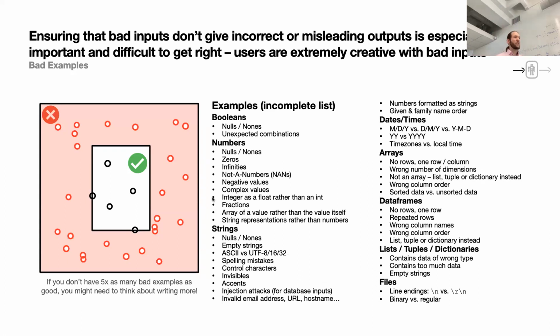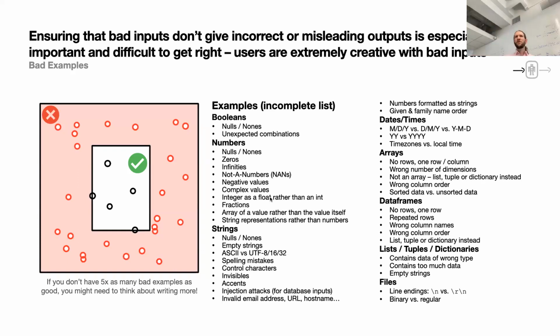What about numbers? Zeros and nulls are really weird. Like, you can't divide by 0. If your code does division, then you're going to have to check what happens if someone puts in a 0. What about infinities? We can sometimes represent infinities, and they might have weird behavior too, just like not a number values or negative values, or maybe complex values.